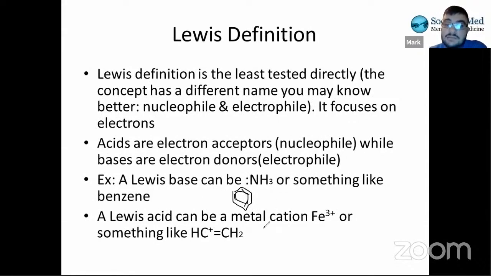Whereas a Lewis acid can be, apart from what we already talked about, something like a metal cation, like Fe3+, or something like this, right? These can be considered Lewis acids, even though you would pretty much never think of them as acids in the normal sense, in the proton sense, because it just doesn't fit with the definition, right? Because they don't really have protons or H pluses to donate, like you would expect, but they actually are acids because they are electron acceptors or nucleophiles.